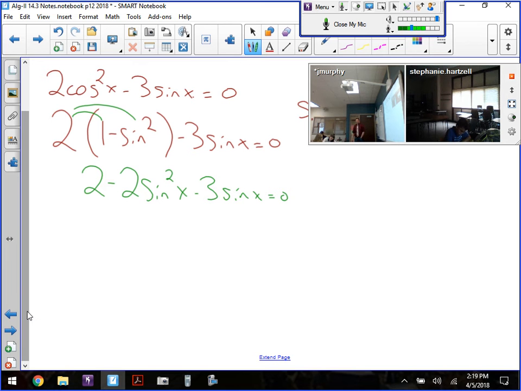Now, when I go to factor stuff, do you want your first term to be negative or positive? Positive. So would it be okay if I multiplied everything here by -1 and just rewrote it in descending order? I hope so too, because that's what I'm going to do. So I get 2 sine squared x plus 3 sine x minus 2 is 0. And now you're back to a problem we've done a couple of weeks ago.